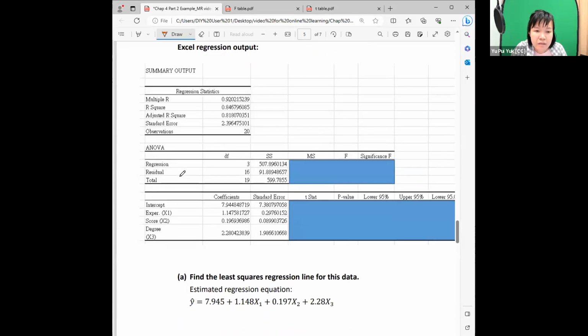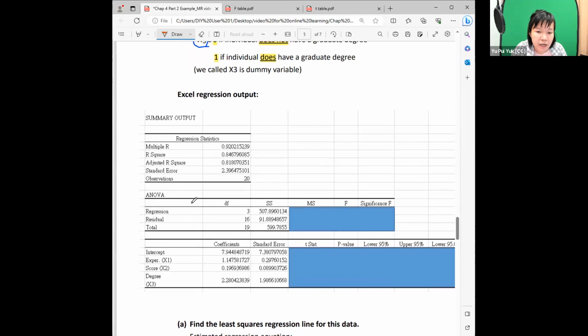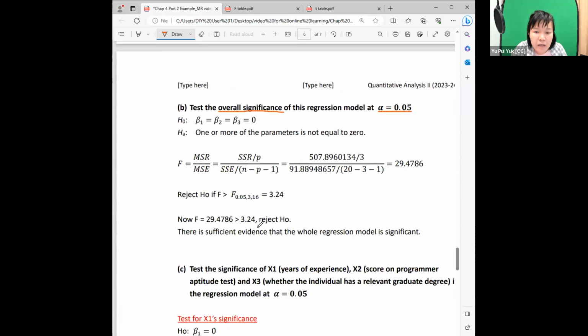However, in the exam, or in the Excel output that I give you, I hide some of the parts, so you cannot find the p-value, right? Therefore, you can only use the test statistic, the critical value approach, to do so.